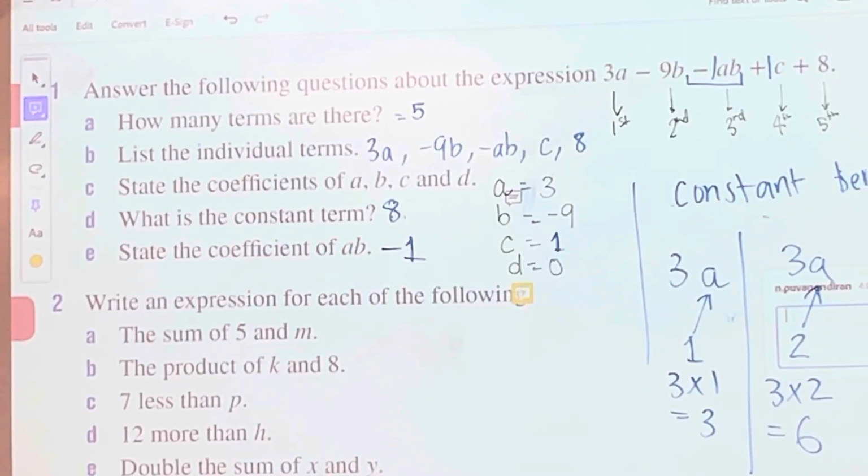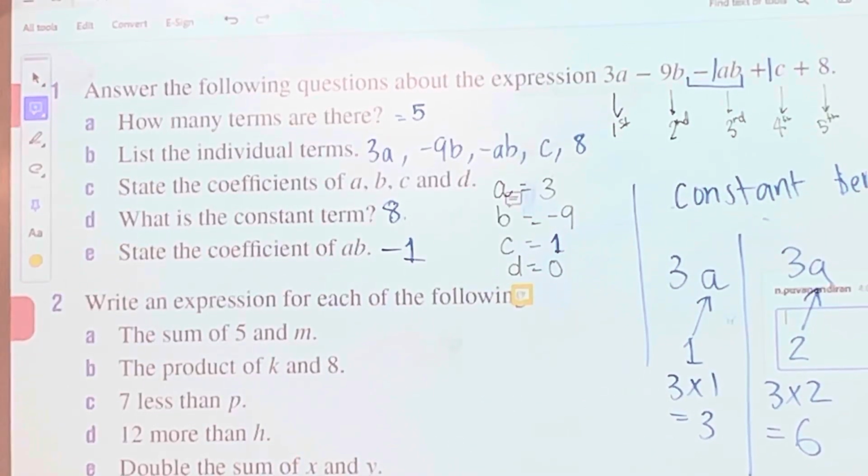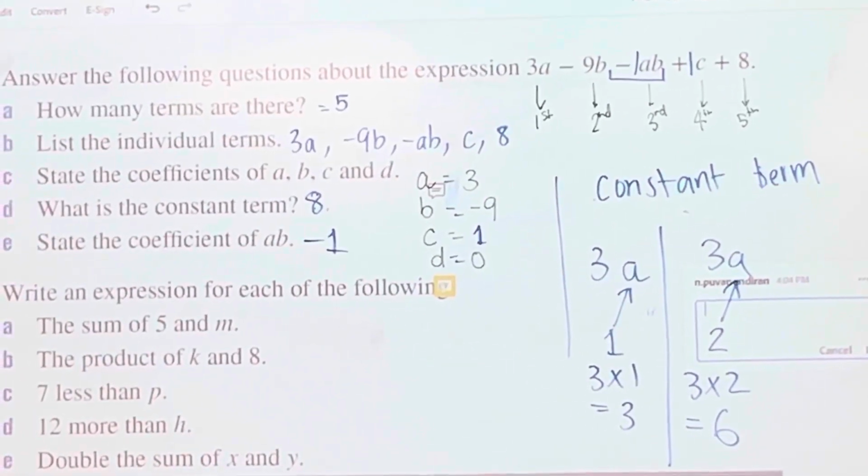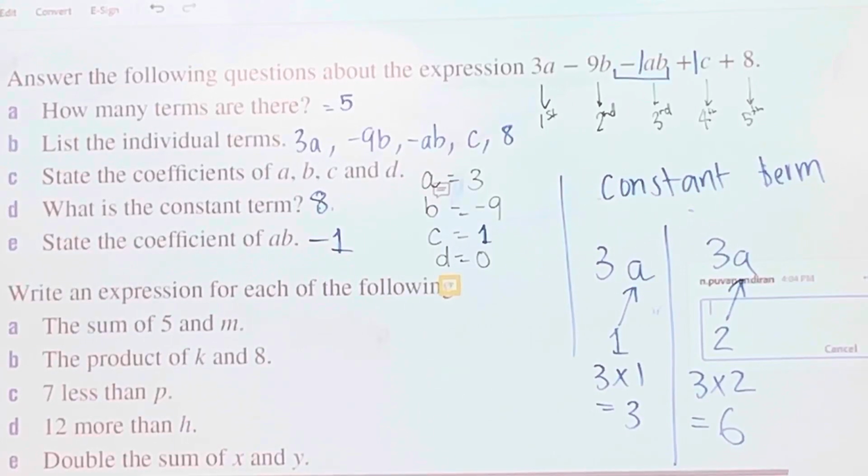Okay, so this is like the introduction to algebra, like the important elements for algebra and expressions. And this is an expression above.